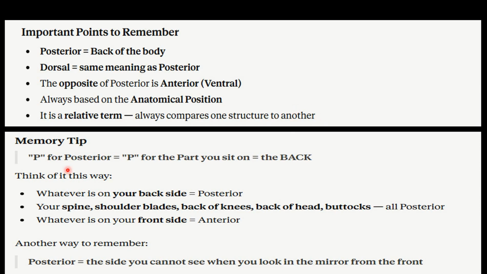Okay, now how to remember it? So to remember it, just look at the first letter of posterior, that is P. So P for the part you sit on, that is the back. Clear? So think of it this way: whatever is on your back side is posterior. Your spine, shoulder blades, back of knees, back of head, buttocks, all are posterior. So whatever is on your front side is anterior. Another way to remember, posterior is the side you cannot see when you look in the mirror from the front.